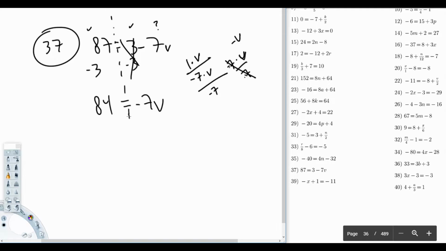So we're going to divide by negative 7, that's a v. 84 divided by negative 7, I believe is minus 12. I'm not sure. Yes, it is. That's what it is.